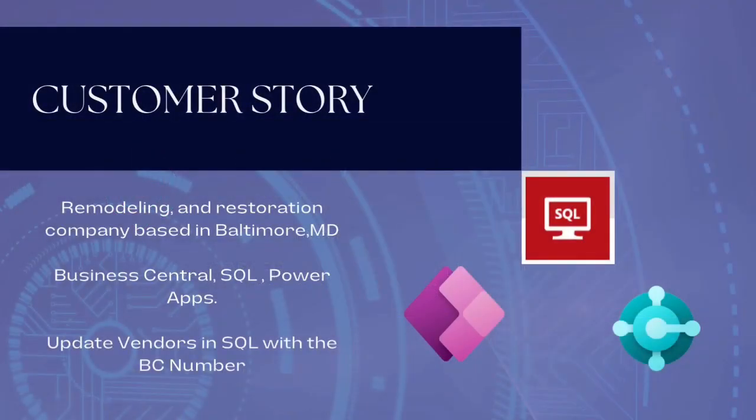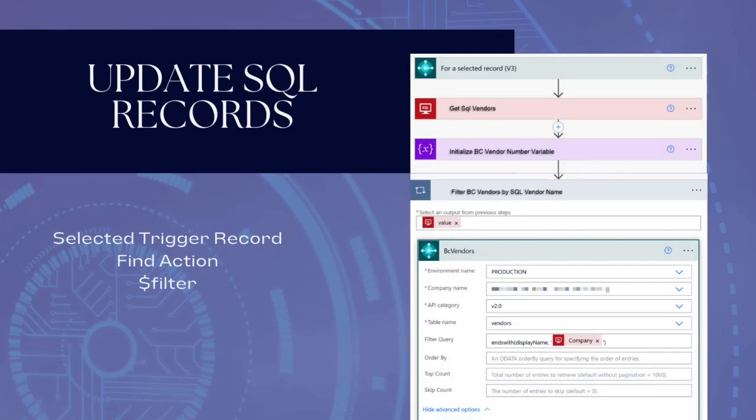This is a remodeling and restoration company, so they have a lot of projects. They currently have a Power App set up to handle their work orders and then hand enter them into Business Central. Created a flow to create purchase orders, but we needed one for vendor maintenance as well. We needed to update the records in the SQL table with the Business Central vendor number.